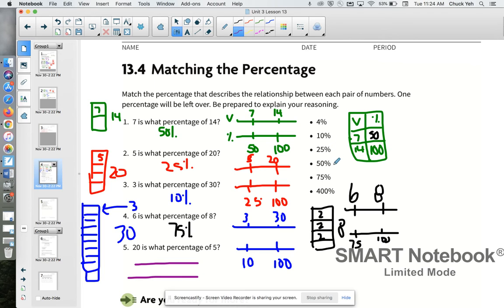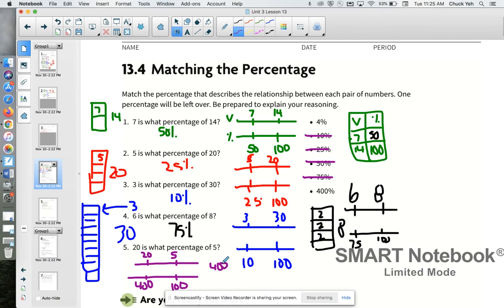And then 20 is what percentage of 5? All right, so we cross out 50, we cross out 25, we cross out 10, and we cross out 75. So it's either 4% or 400%. Right. So 20 and then 5, whatever you want. But this is 100%. Okay. And then we don't know what that is. So multiply 20 times 100, divide by 5. And that's 400%.